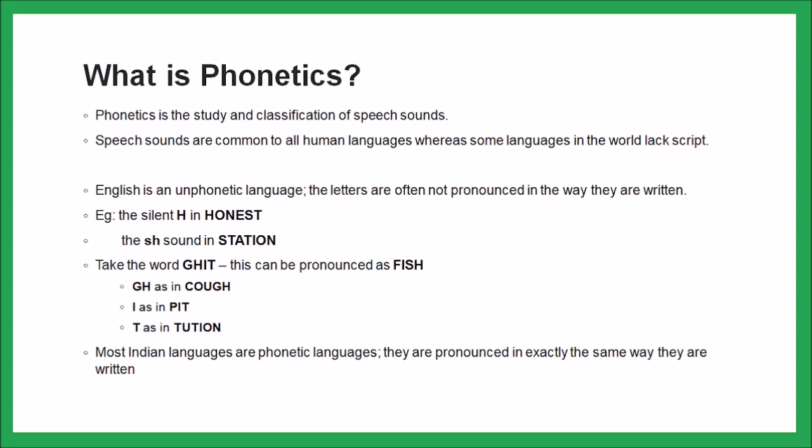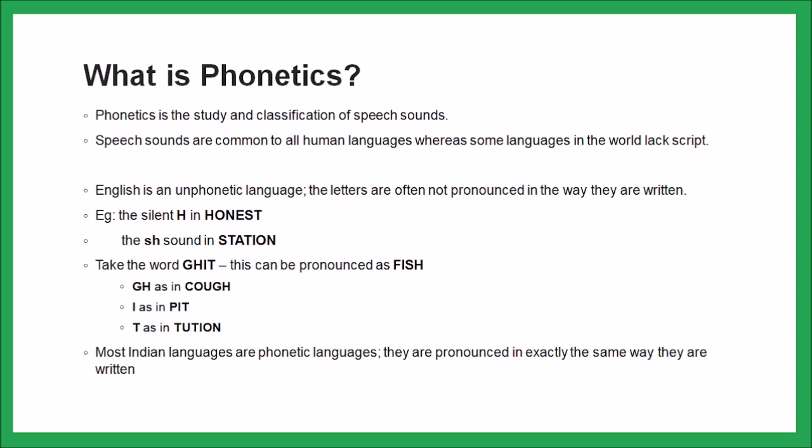I have chosen it just for demonstration. GHIT. If I ask you to read it, you'd be reading it as GHIT, git. But what if I say this can be pronounced as fish? GHIT is in fact fish. So see the points below. You'll get my idea. GH. How do you pronounce the letters GH in cough? Cough, cuff. So at the end, there is an f sound. GH can be pronounced as f.